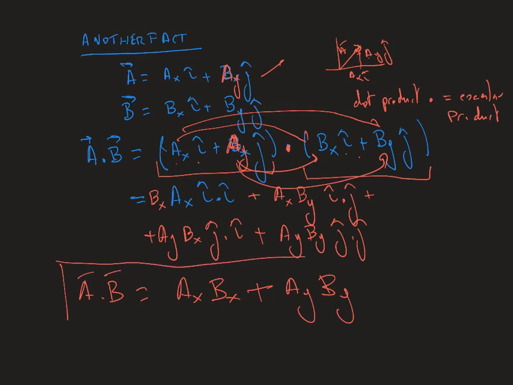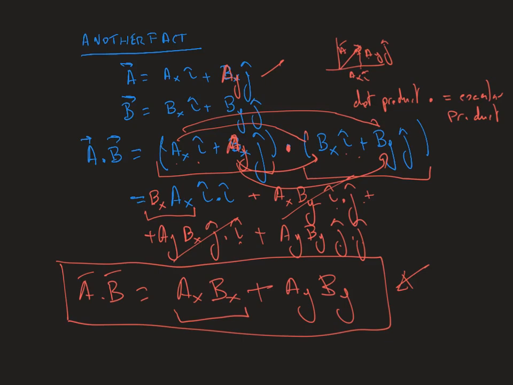That's all. Why is this the solution? Because i scalar i is 1, so I have this term Ax by Bx. But i scalar j is 0 because i and j are perpendicular. j scalar i is 0 because j and i are perpendicular. And j scalar j is 1. So this is the consequence, the explicit result for the dot product.